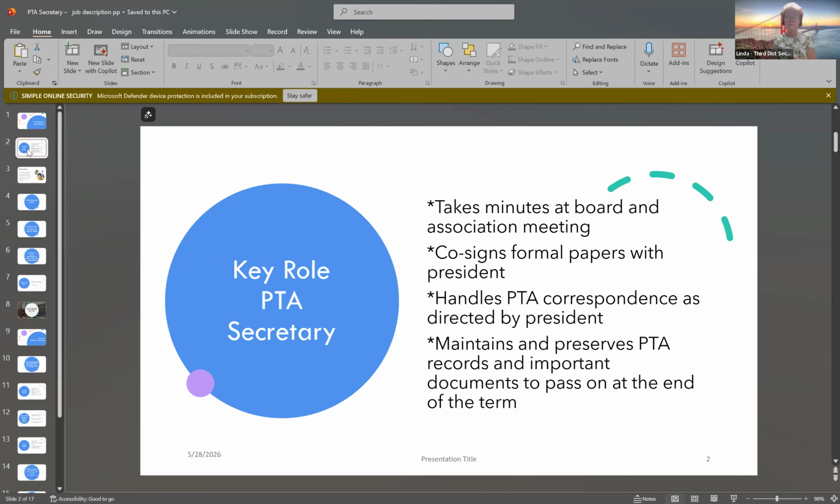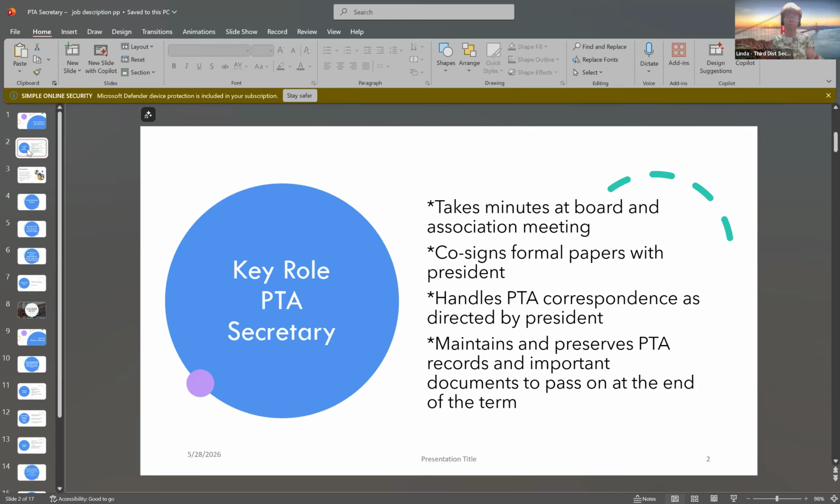You're going to take minutes at the board and association meetings, your executive board and your association meetings. You don't always co-sign papers with the president, but that might be a job for you. You definitely handle PTA correspondence. So like you might have to put out reminders of the meeting, always provide the minutes at the next meeting.